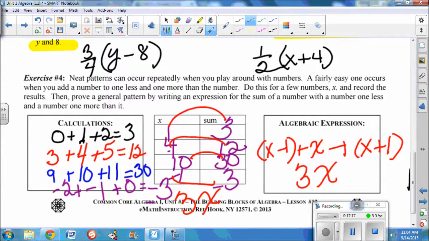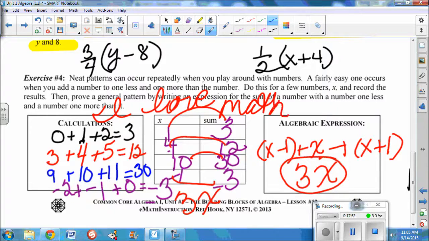-1 plus 1 gives me 0. So look what happens. Algebraically, when you take a number and add a number 1 more than it and 1 less than it, you get 3x. And we did it back here, just sort of playing around with some numbers, and we saw that same pattern. And then that would lead me to say, I love math patterns. All right, you guys are done.